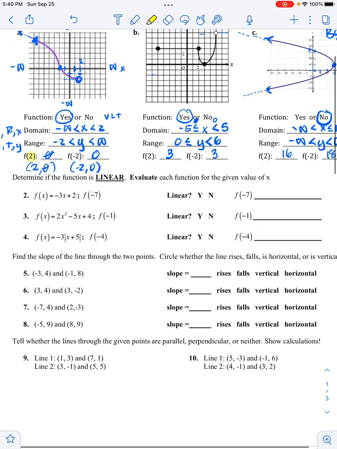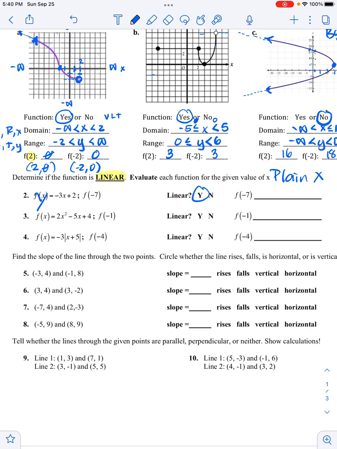Linear simply means that it's going to create a line when you graph it, and that means that it has to have just a plain old x. It's not going to have like x squared or absolute value. It's just going to have a plain x. So this one is written with this notation, but this is just y equals negative 3x plus 2. So that is plain x, linear, yes.